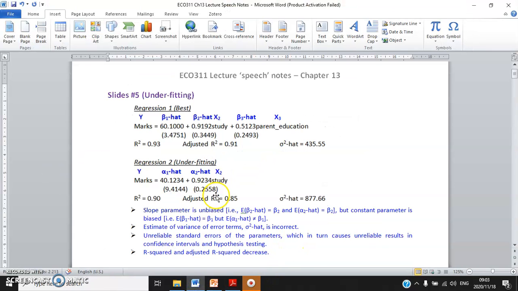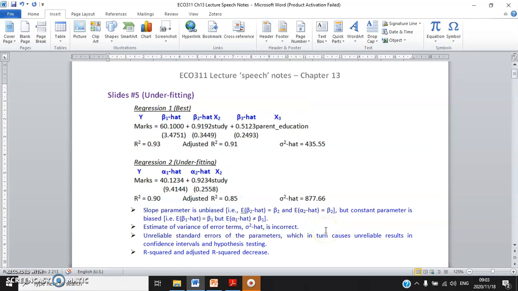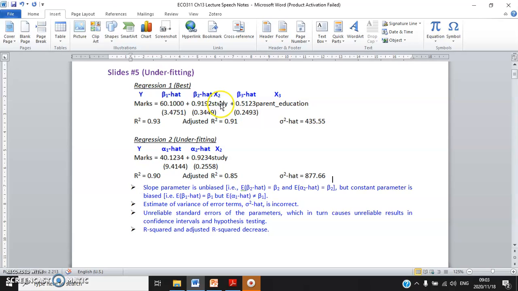So I want to go to this. Okay, an example. Again, the detailed explanation can be found on the study guide and in-class exercises. So let's look at the first case of underfitting when x2 and x3 are not that strongly correlated. So let's look at the first regression. Marks explained by x2 study hours and x3 parents' education.